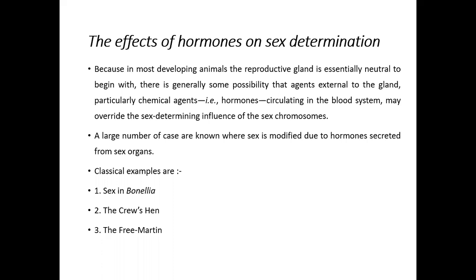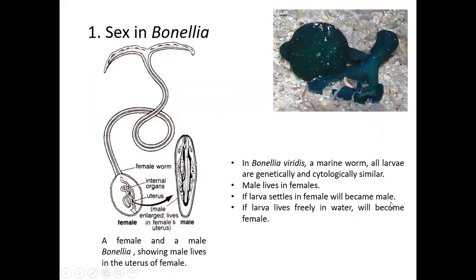Three of the classical examples are there, where hormonal or environmental control of sex could be seen. The first one is sex in Bonellia, and next are the Crew's hen and the freemartin. These three are the important examples of hormonal effects on sex determination. So the first one is sex in Bonellia.